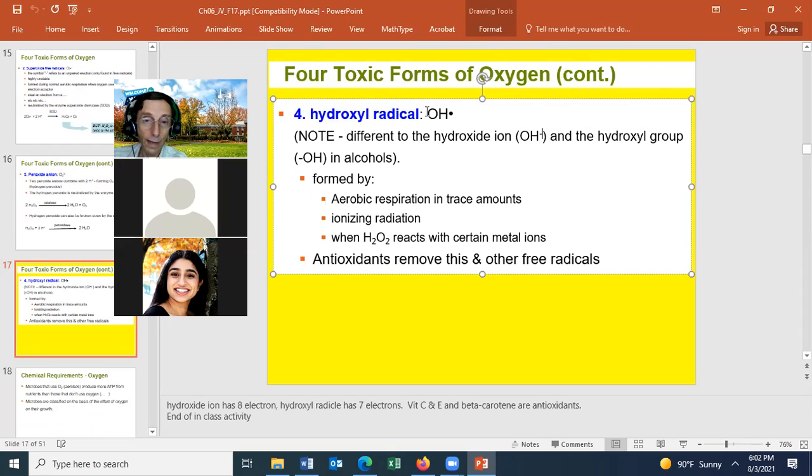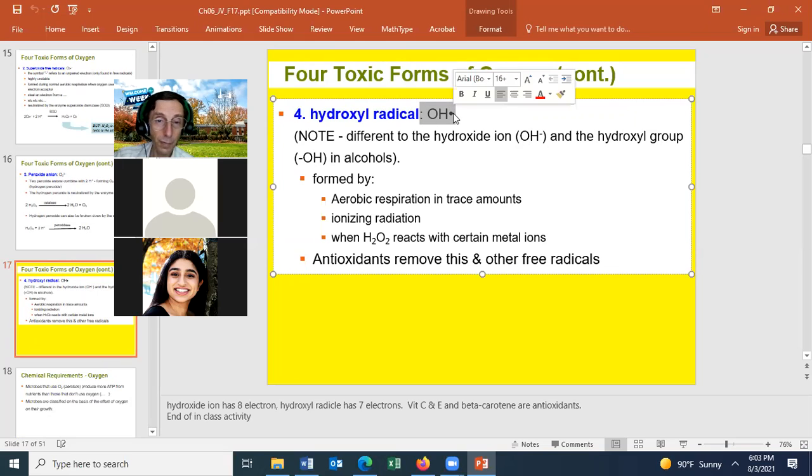So if we just had OH, there's no charge on it, and if you have an extra electron, OH will have a negative charge. Don't confuse the hydroxyl radical with the hydroxide ion, OH negative, or the hydroxyl group like in an alcohol, the OH part of another molecule. Because these are fine in the cell, but the hydroxyl radical is not.